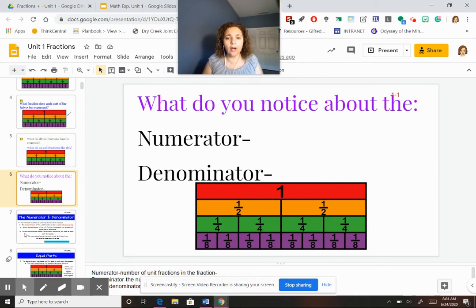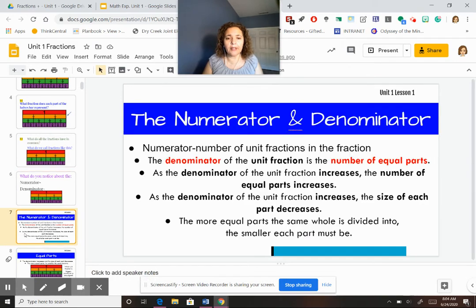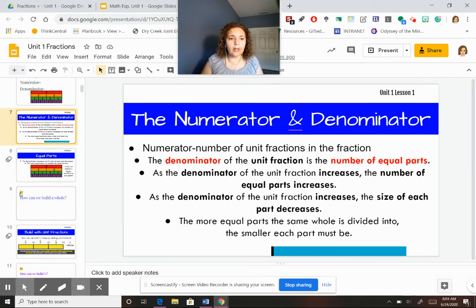Okay. All right. So back to our thing. As the denominator of the unit fractions increases, the size of each part decreases. That's what we just talked about, right? As the denominator gets bigger, the more you have to share with, the smaller the pieces you're going to get. You're going to get a smaller piece. The more equal parts the same whole is divided into, the smaller each part must be. So you have to divide it more, it's got to get smaller, right? So think about it with food. That's an easy way to think about it, okay?